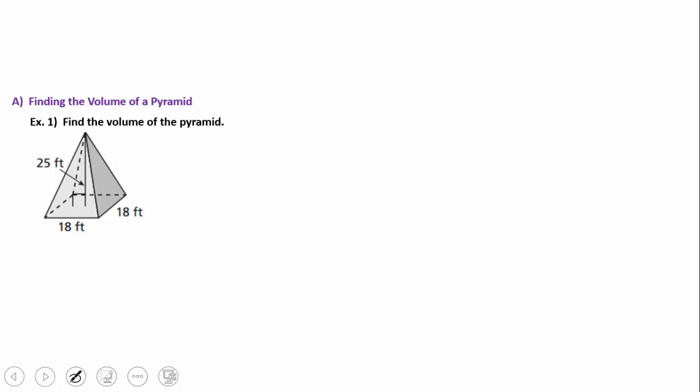So volume of a pyramid. Volume of a pyramid is equal to area of the base times the height divided by 3. And once again, we highlight the base. The base is down here. There's the base shape. So the base is the base times the height of that rectangle or square as it's going to be. And then we're going to multiply that by the height of the pyramid. And then we're going to divide that whole thing by 3.